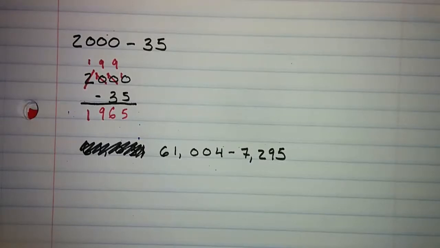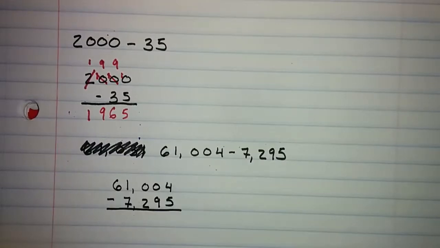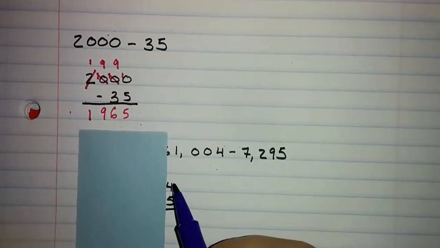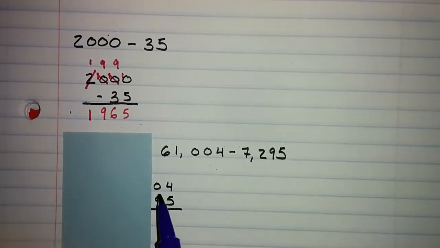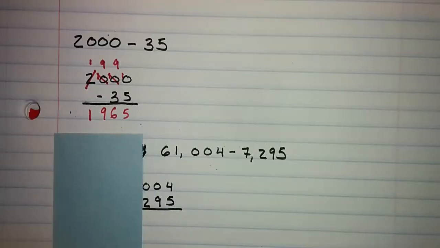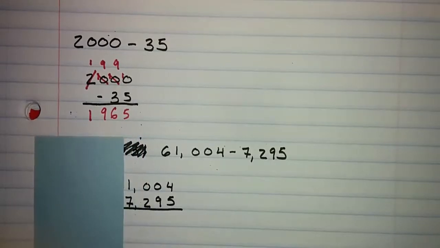Okay, so we want to write this vertically, and now we want to start in the ones place and deal with one column at a time. 4 minus 5, we can't do it, so we're going to need to borrow. But the tens place hasn't got any. We need to borrow again. Hundreds place hasn't got any. We need to borrow yet again from the thousands place. Thousands place has got some, so we can stop.